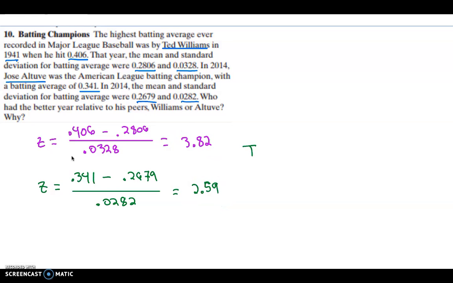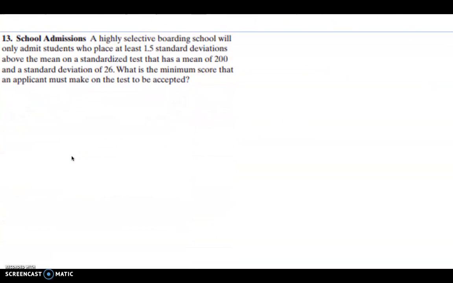So Ted Williams had the better average compared to his peers. Because again, higher z-score, so he was almost 4 standard deviations above the mean, whereas Jose Altuve was 2.6, almost 2 3/4 above the mean. So pretty impressive for Ted Williams.